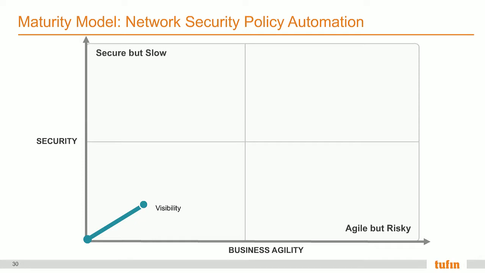So if you're all the way to the left, you're really focused on security. You're very secure, but you're probably moving too slow for the business. And if you're all the way to the right, you're really agile, you're spinning things up really quickly, but you're assuming way too much risk. So what is that balance between the two that will help you increase your operational efficiency while also improving your security?